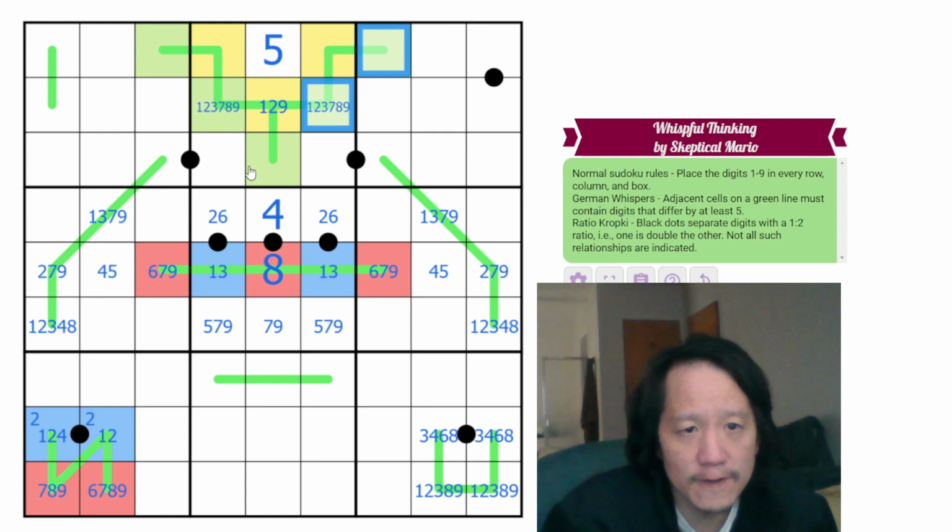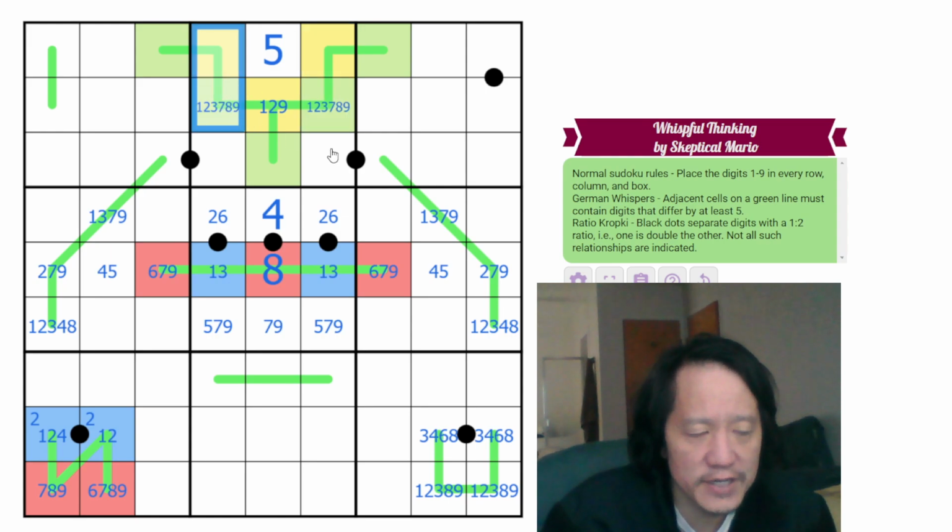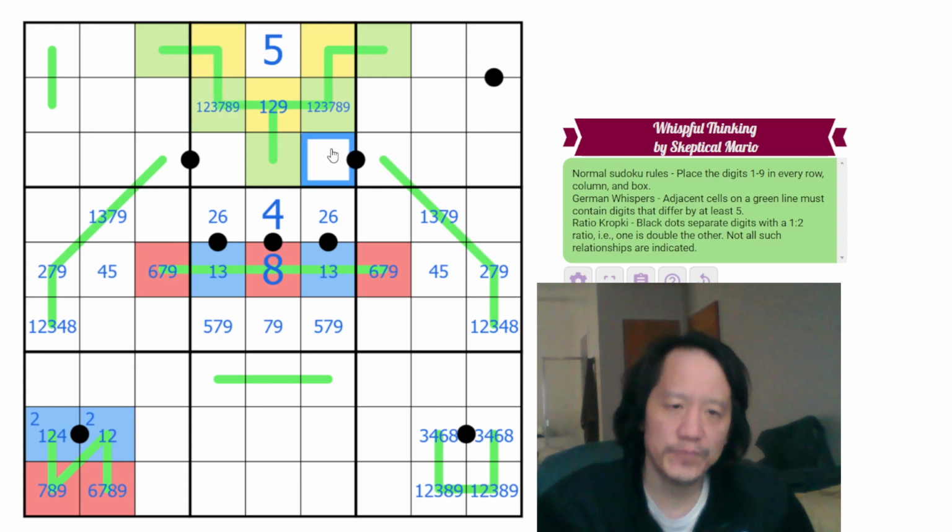That's fine. If 4 is one of these, that means this can never be 8. So 8 would have to be one of these 4. But that doesn't really tell us much either.